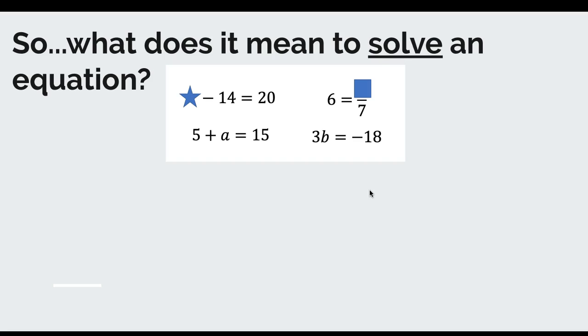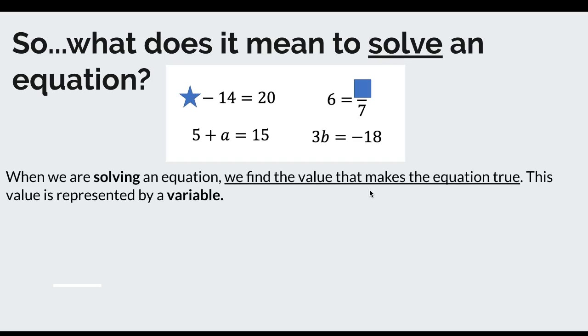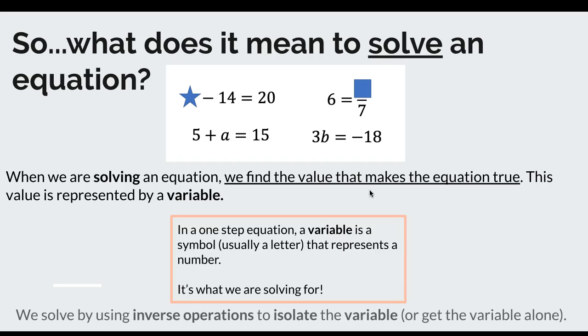All right. So what does it mean to solve an equation? It basically is this, and you can jot this definition down. When solving equations, you'll find the value that makes the equation true. This value is generally represented by a letter, which we call a variable. In one-step equations, a variable is a symbol, usually a letter, that represents a number. It is what we are trying to find.